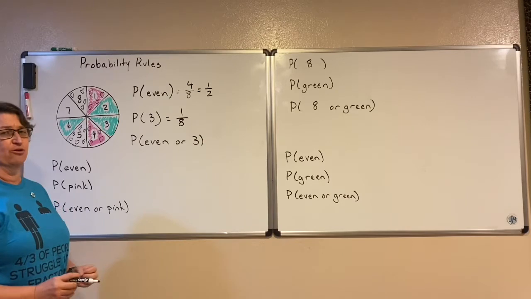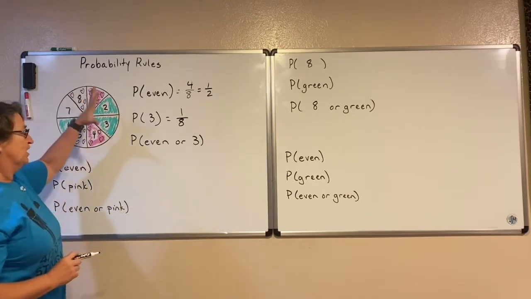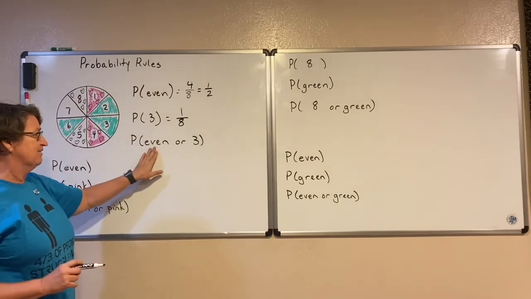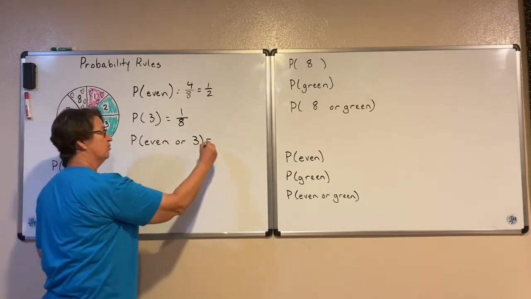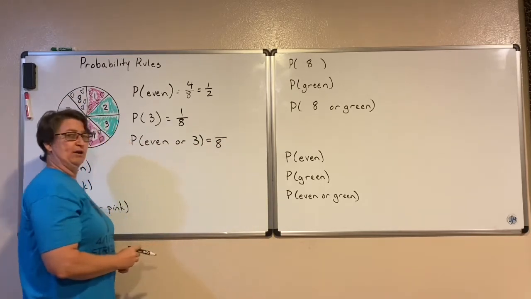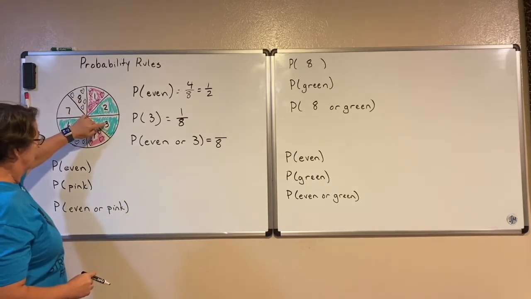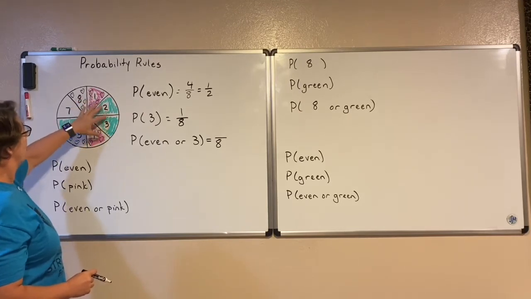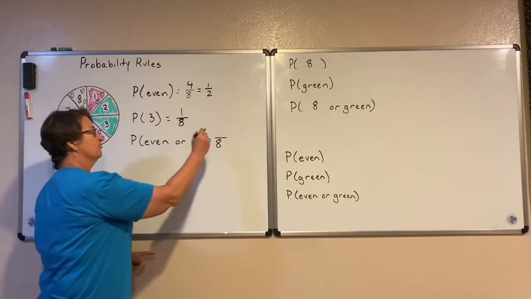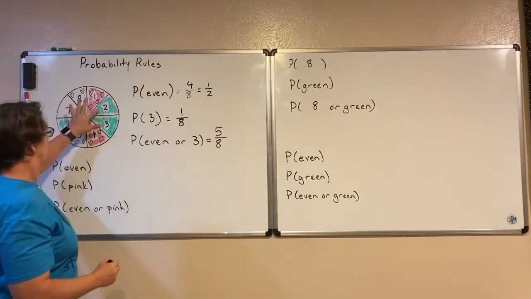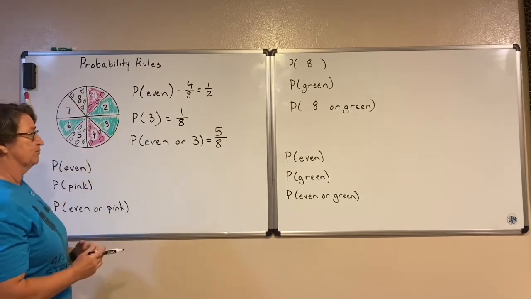Now let's put those together. I'm just going to spin my spinner one time. If I spin my spinner one time, what's the probability that I get an even or a 3? Well, we know it's the same idea, where we have that 8 on the bottom, and then we know there are 4 evens and 1 3, so there are a total of 5 things that I could hit that are even or 3. So it's 5 out of 8. 1, 2, 3, 4, 5 chances out of the 8 chances.